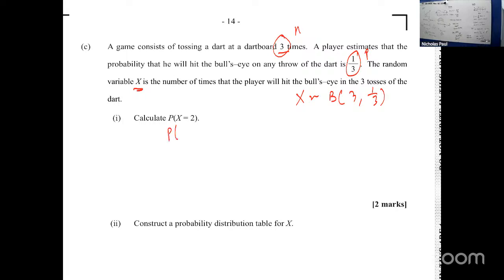So now we want the probability that X is equal to 2. So that's nCr, r is 2, times 1/3 to the 2 times 2/3 to the 1. How much did you get there?